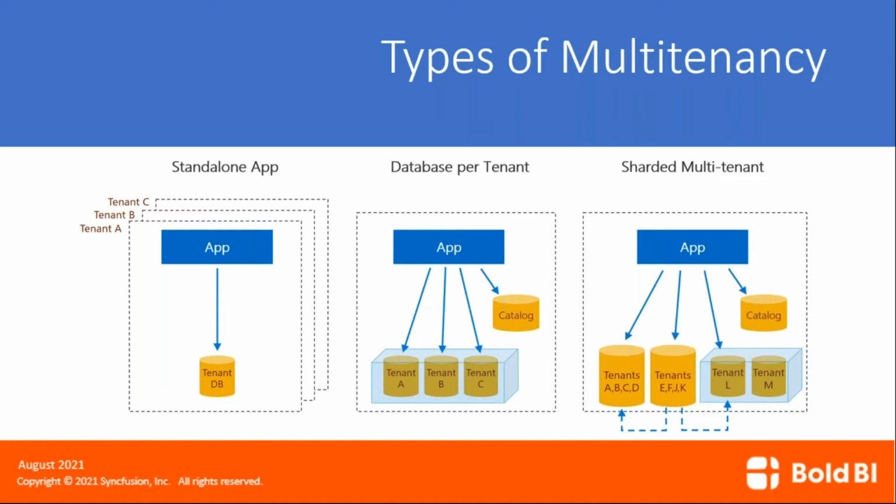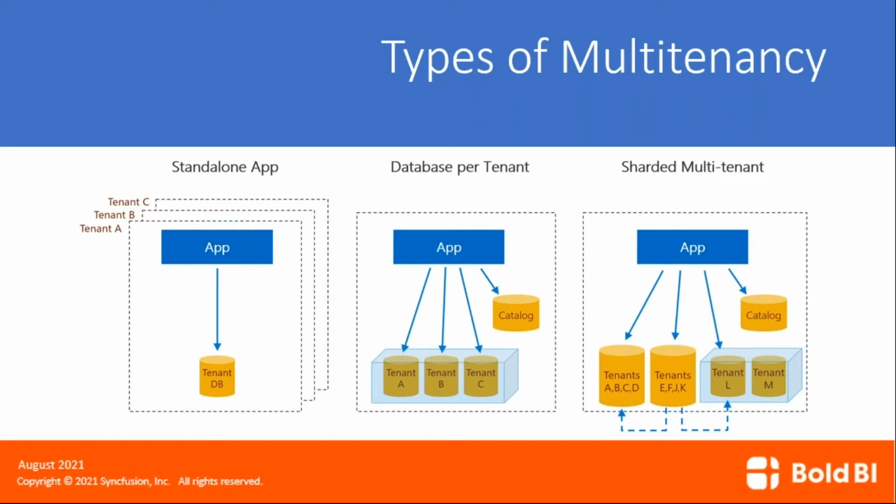Next is the database per tenant. Here, there is a single instance of an application, and each tenant using that instance has a separate database. That concept is called database per tenant. The last type is shared multi-tenant, where there is a single instance of an application, but multiple tenants share the same database. Such an architecture is called shared multi-tenant.